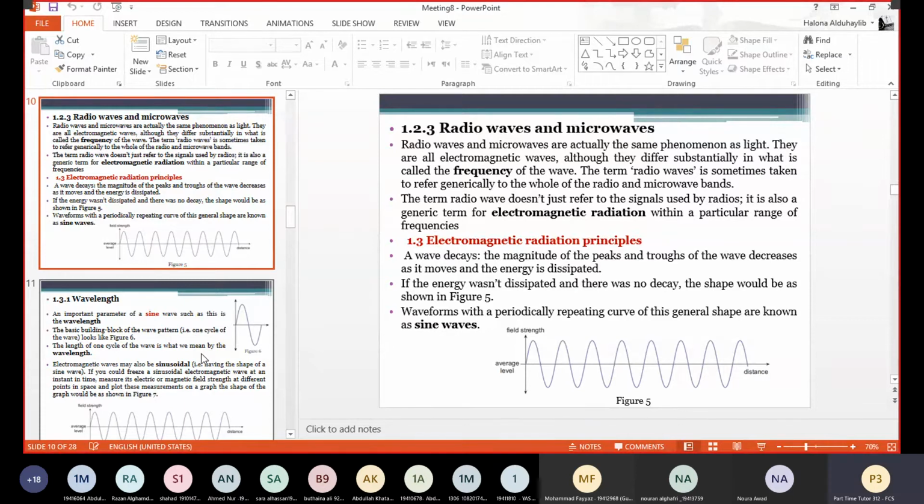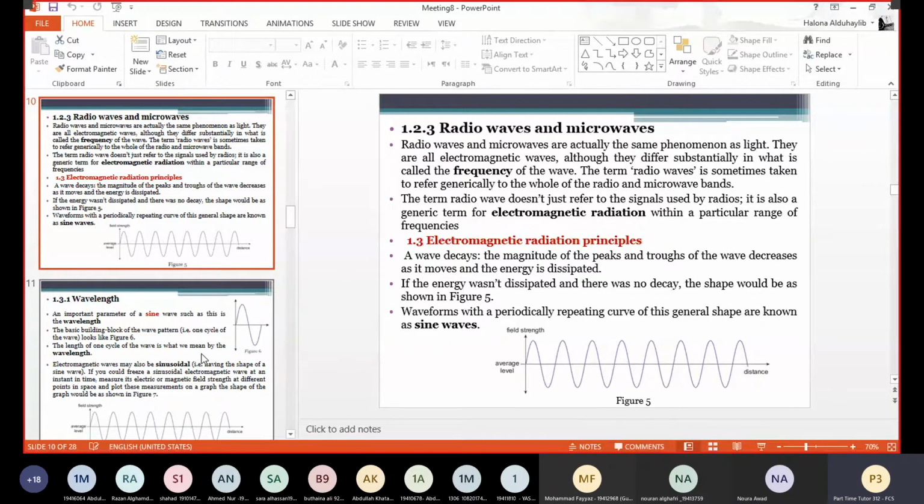What is the electromagnetic radiation principle? A wave decays: the magnitude of a peak and trough of the wave decreases as it moves and the energy is dissipated. This means if the radio wave travels a distance, as it travels, it will become weaker also. The frequency will be less and less with time. So at one point, it will disappear. So we need to strengthen it again. We need to generate it again.